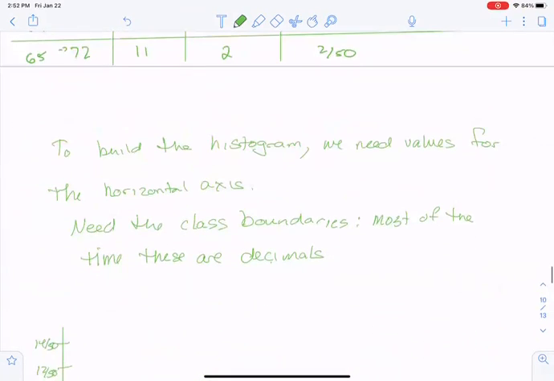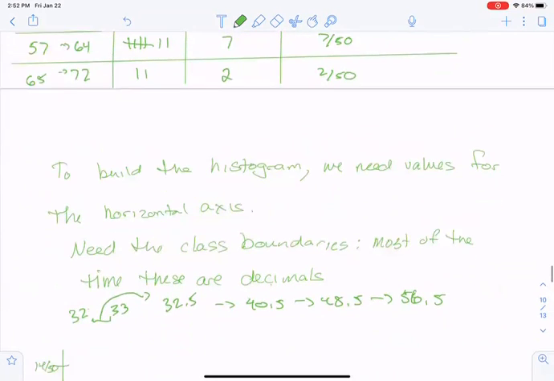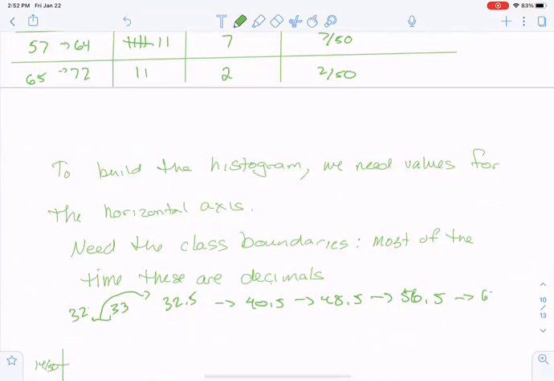So if we look at the lower limit of the second class, which is 33, and the upper limit of the first class, which is 32, the class boundary point is going to be exactly halfway in between there, which is 32.5. Which makes the next class boundaries 40.5, 48.5, 56.5, and 64.5.